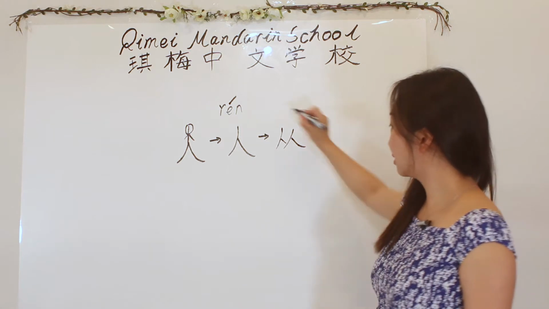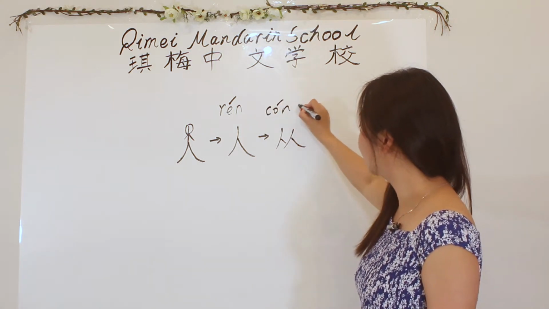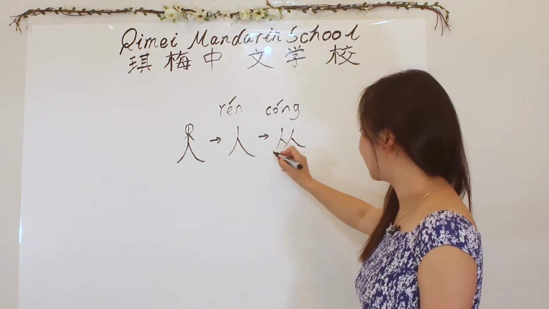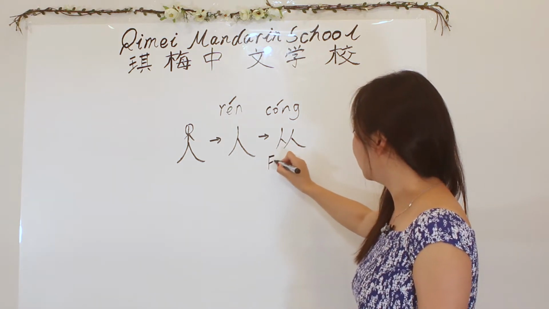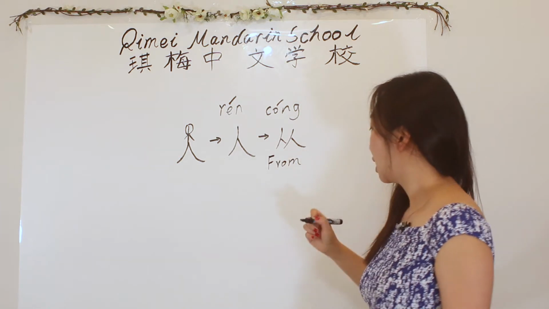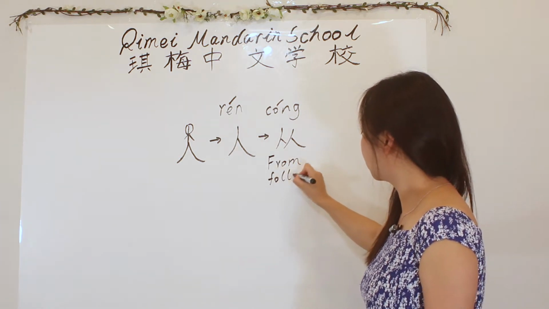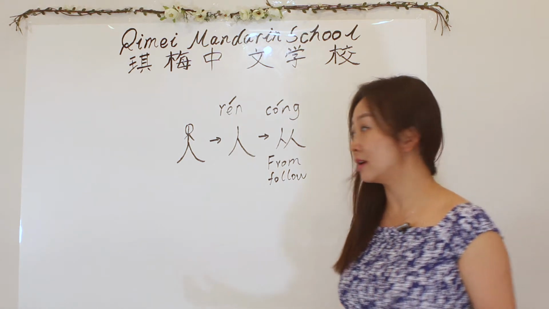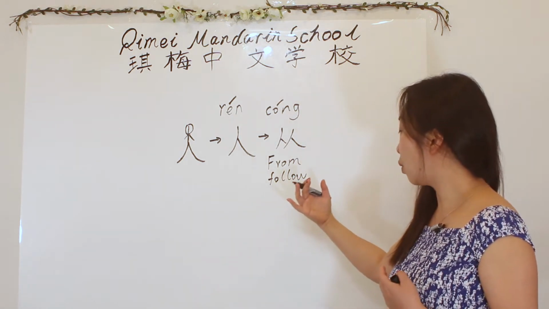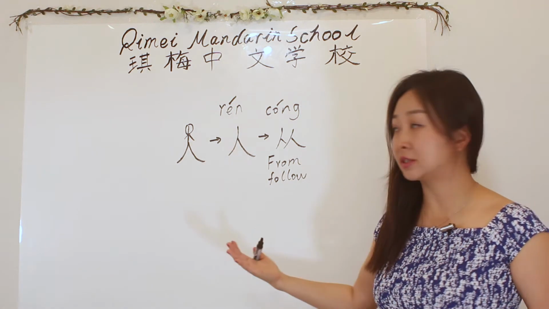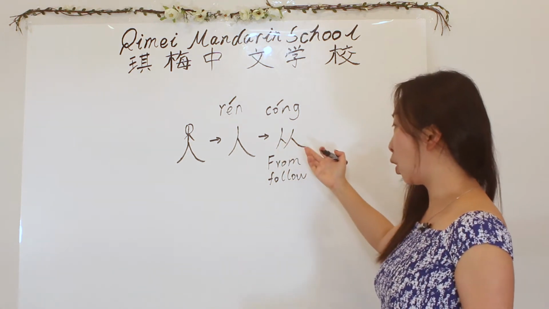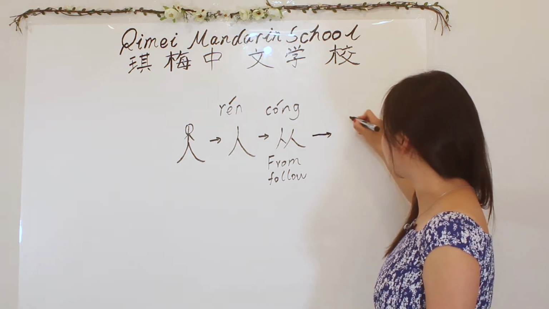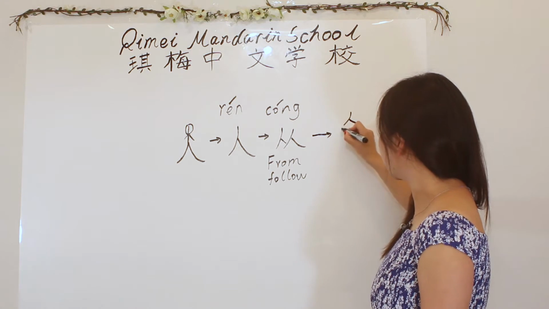Okay. So what if we put two persons together? This character is called 从. So 从 can mean from or follow. So you can think of two people, or one person following another person. So this is 从.